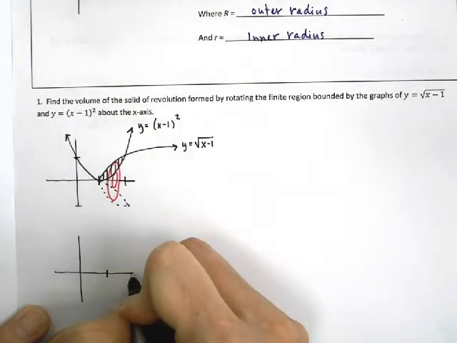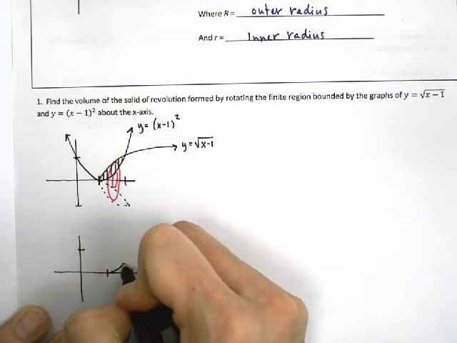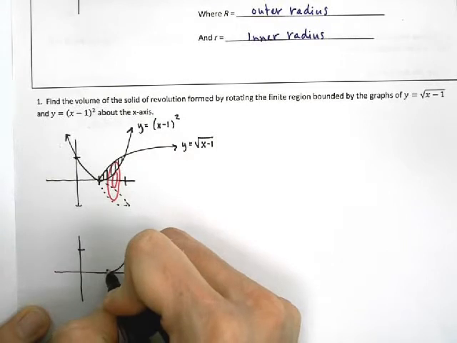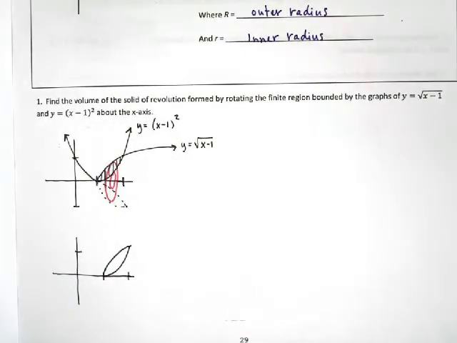So I'm focusing here. So I know I had this piece here and then this piece here. So here's the region that I'm revolving. Now, we just talked about there's two things that we need to identify. We need to identify our outer radius and our inner radius. So I'm going to use capital R and little r.